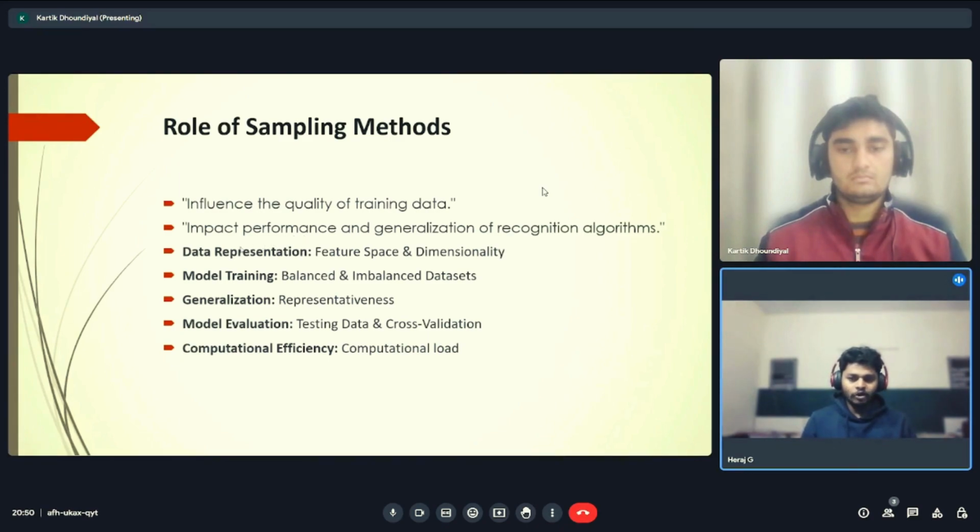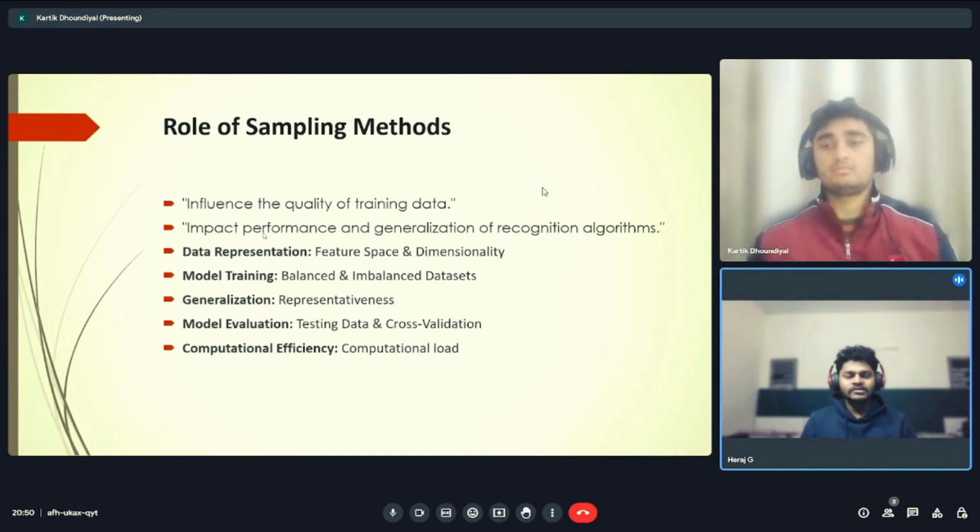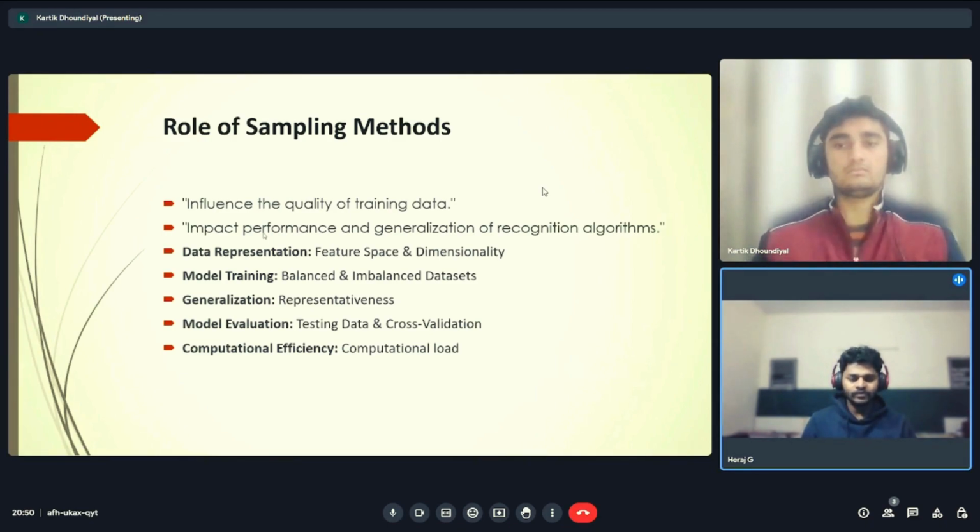So the following features are affected by the sampling methods. They are the data representation, which contains the feature space and dimensionality, and the model training on which the data is trained. It has the balanced and imbalanced data sets. Generalization, which is basically the representativeness of the data, and model evaluation, that is the testing data and cross-validation. And lastly, the computational efficiency, which determines the computational load of the sampling methods.